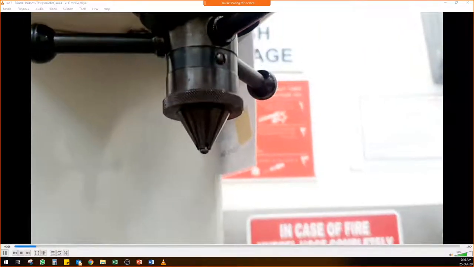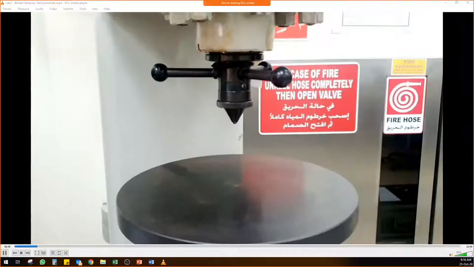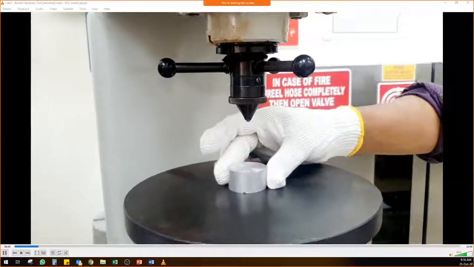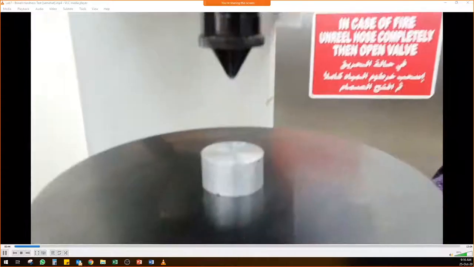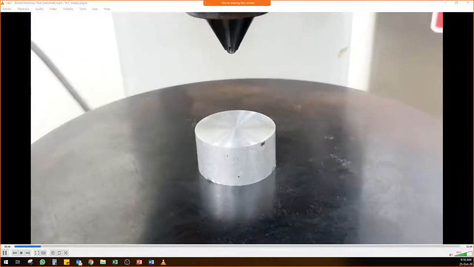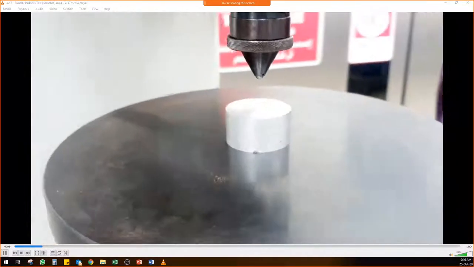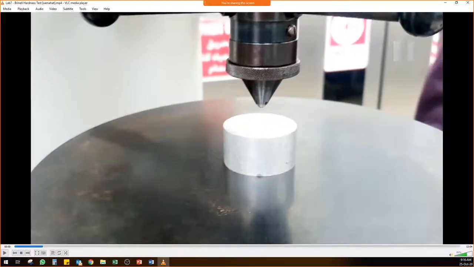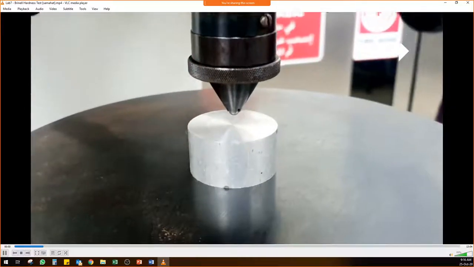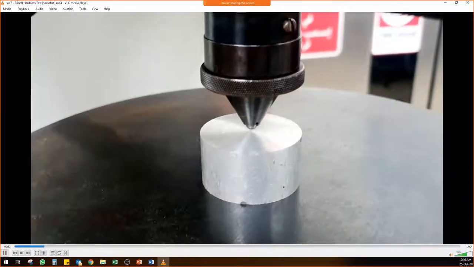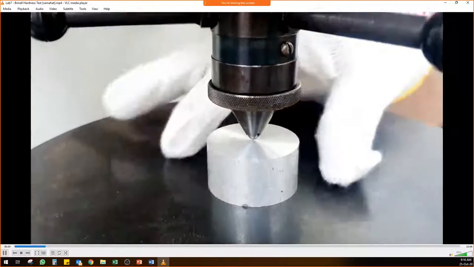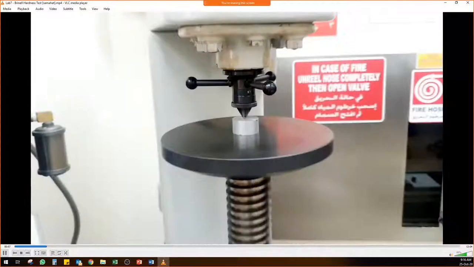There is a ball here which goes down, the ball indenter goes down and presses against this piece of metal and creates an indentation in the metal. Can you see this? This is the sample and this is the indenter. Indenter has a ball, and this ball diameter can change, which tells us how much is the hardness of material. So let's continue with this test.